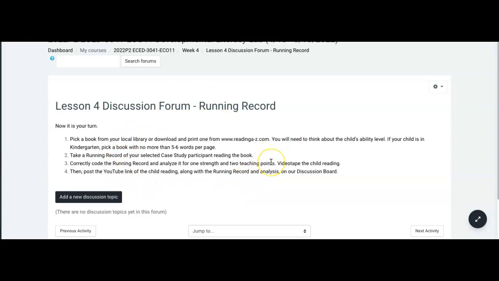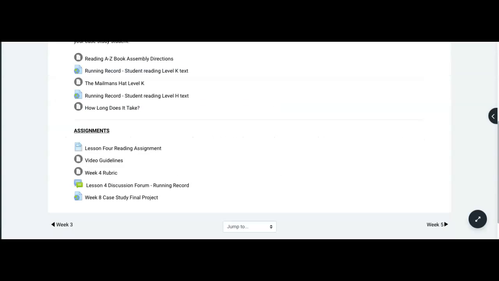Your discussion forum is the running record of a book. You're going to code it, analyze it, and find one strength and 2 teaching points. And you're going to upload that and the running record and analysis to the discussion board.